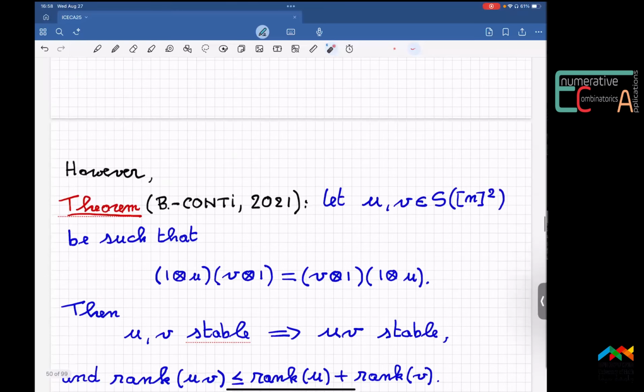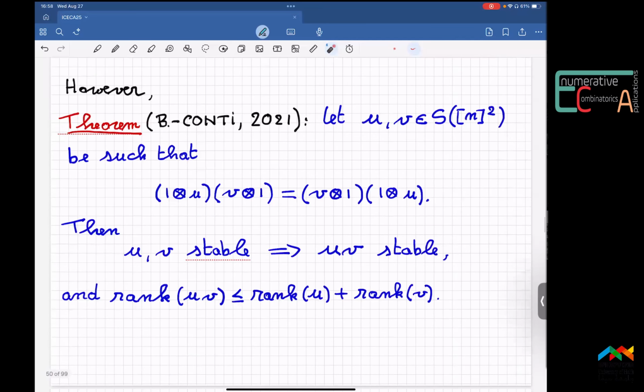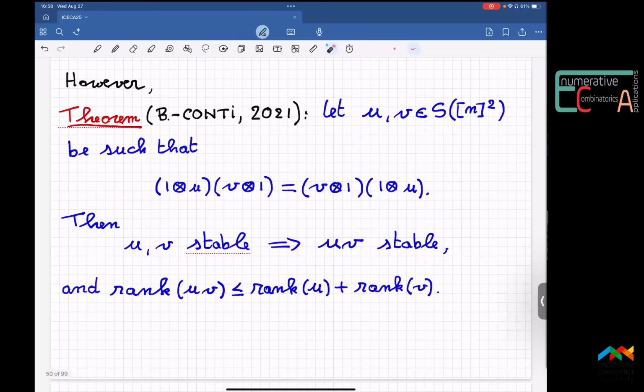So we thought that we could apply all that we had learned on the combinatorics of stable permutations to finding some of these subgroups, and this indeed we could do. As I said, it's not always true that if U and V are stable, then the product is stable, but it is true in this case. If you know that V tensor 1 commutes with 1 tensor U, then yes, it's true that U and V stable implies their product is stable. And you also have a bound on the rank: the rank of UV is at most the rank of U plus the rank of V.